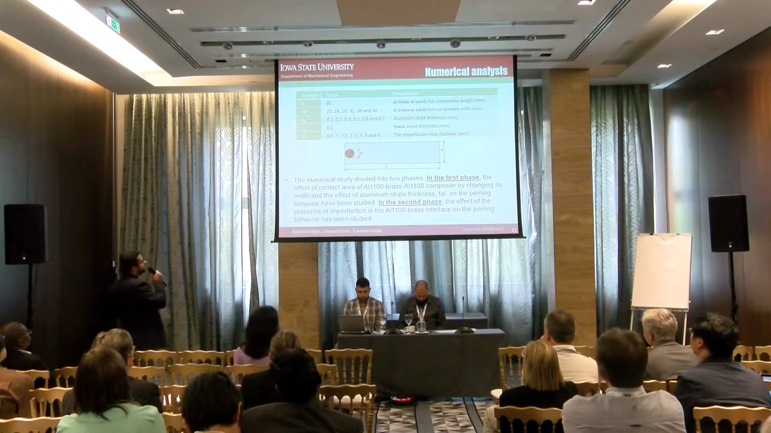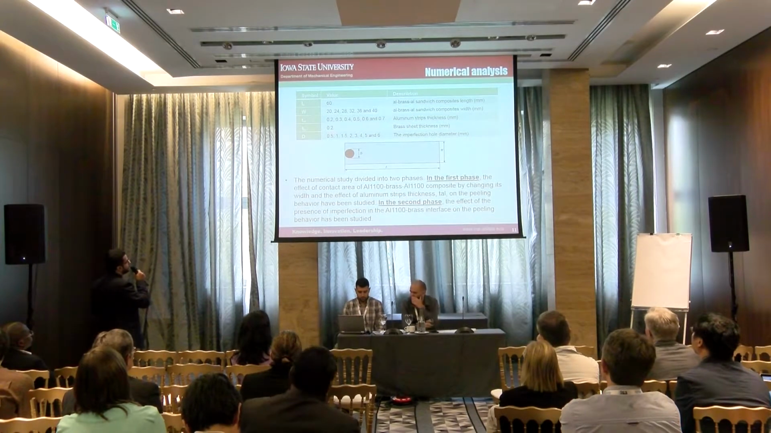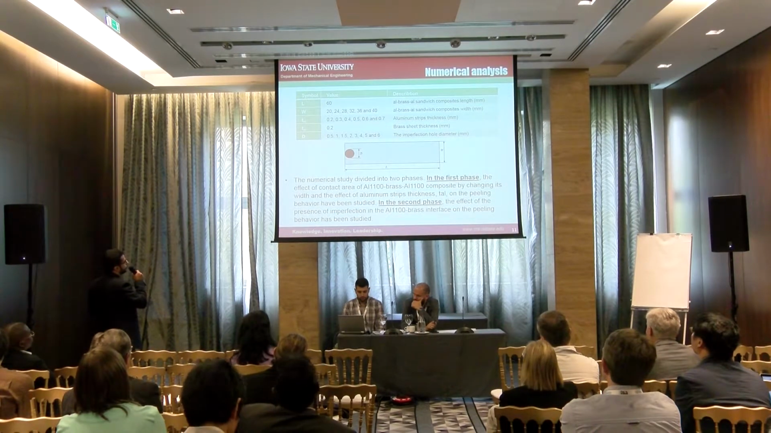For the numerical analysis, here's the condition that has been used by our group. For the numerical, the length was fixed, with different widths and different aluminum thicknesses. The brass was fixed at 0.2, and for the imperfection, we used different sizes starting from 0.5 up to 6, and we studied the effect on the beam strength.